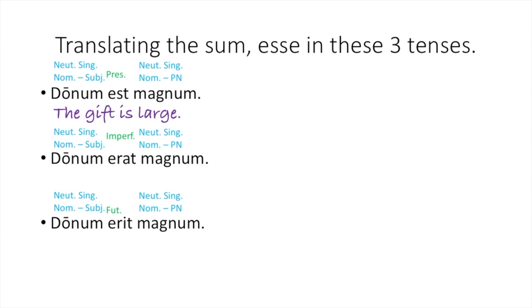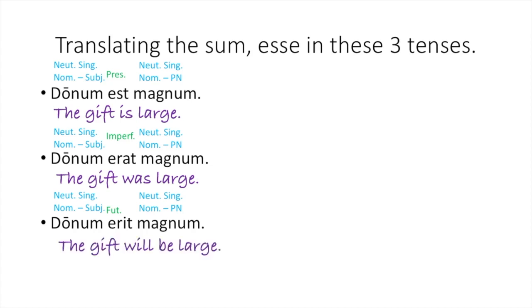To translate donum erat magnum, you're just going to change the tense of is to the gift was large. And then for donum erit magnum, we will just, again, change our tense to the future, so the gift will be large. When you translate these, we're really just changing our tense, and everything functions exactly as normal for how you translate it. You identify your subject. Since it's a linking verb from sum, esse, you know that there will be a predicate nominative on the other side, and then you put them together as if there's just that giant equal sign.